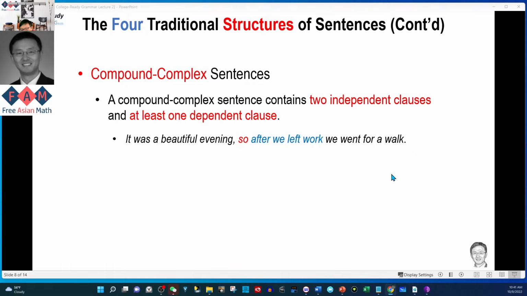So that's the four traditional structures. So logically, it's not that difficult. Simple, compound, complex, and compound complex. All right?